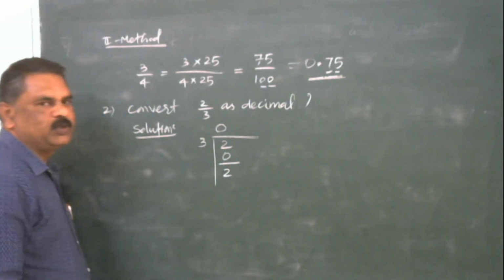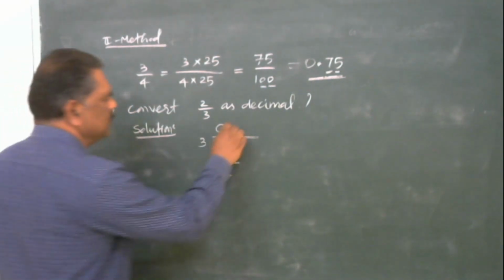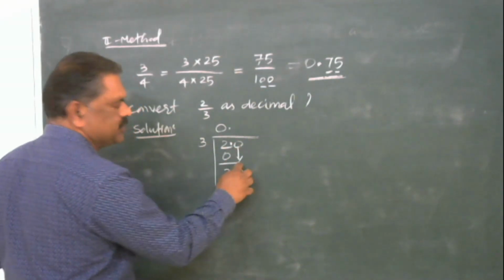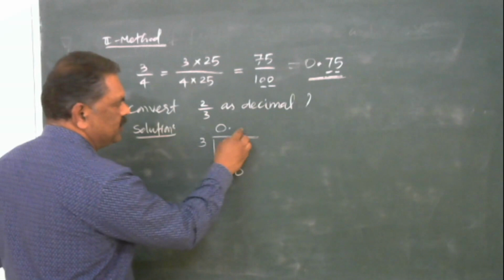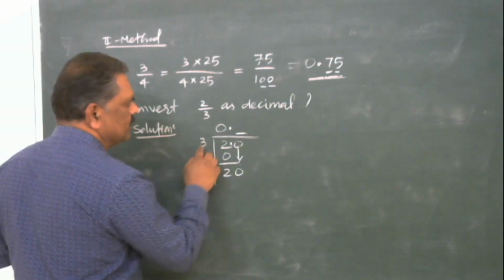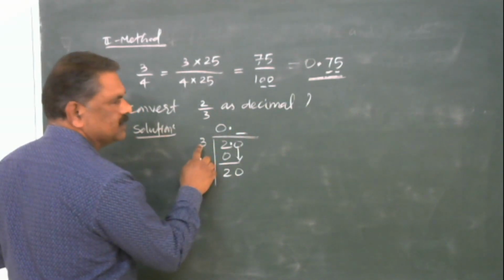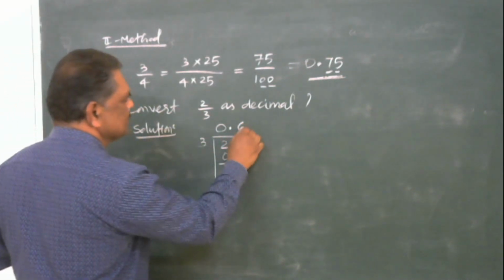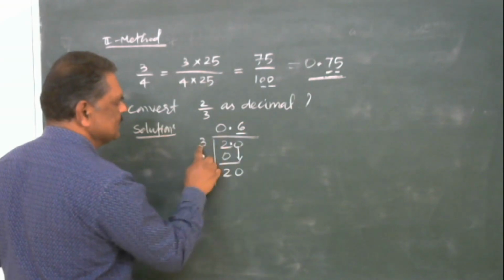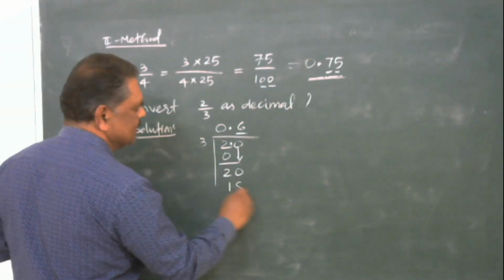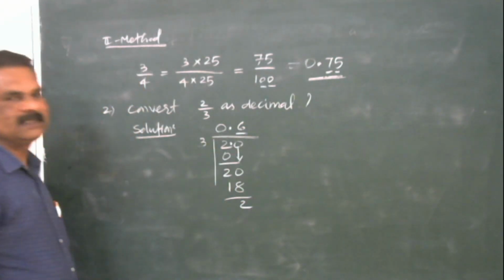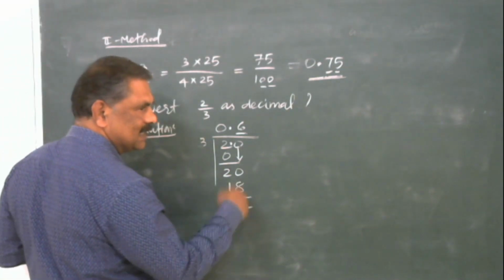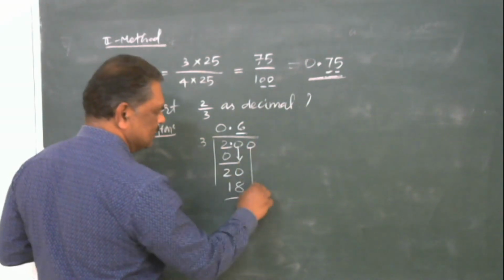Remaining 2 left. 2 units is equal to 20 tenths. You can put the point and bring down this 0. So I am going to divide 20 tenths among 3 people. How many will each get? 6 tenths each. So 3 6s are 18 tenths. Remaining 2 tenths.